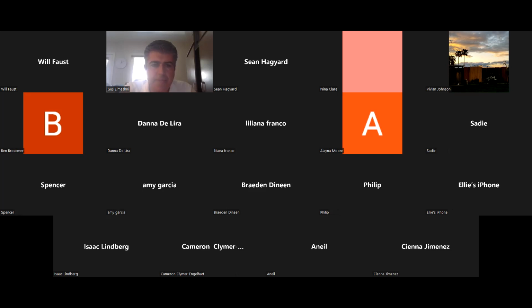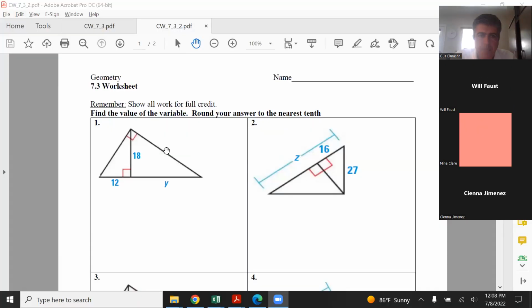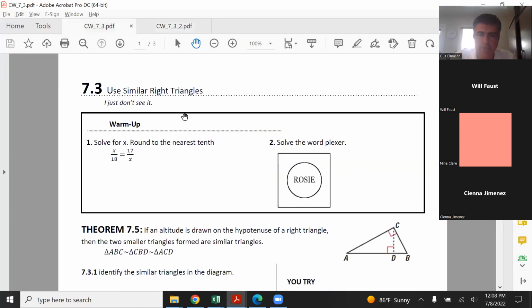And here's 7.3. Let me close the other ones down. And let me also look at the other part of 7.3. So our goal is, let me share my screen, our goal is to finish both of these worksheets, and then we'll be done for today.